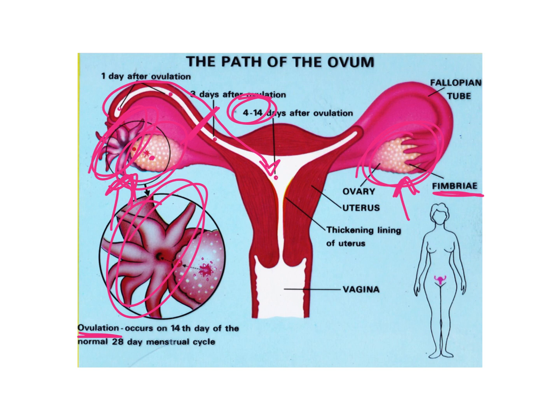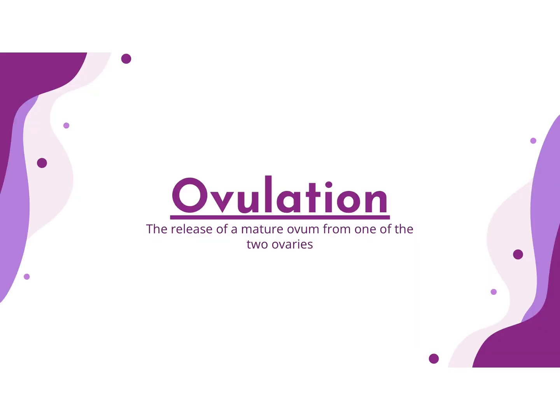What is normal for that person is normal for that person. So here's a good visual representation of what happens at ovulation when that egg bursts from its follicle and is swept up into the fallopian tube by the fimbriae.